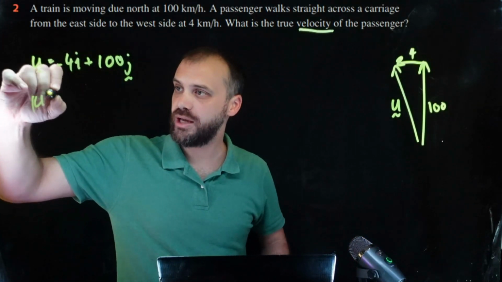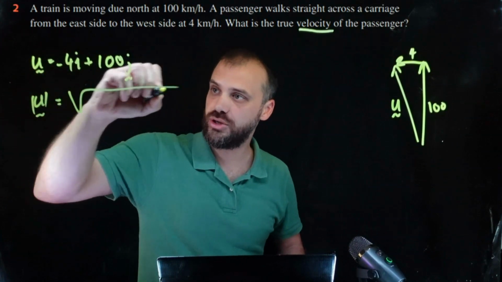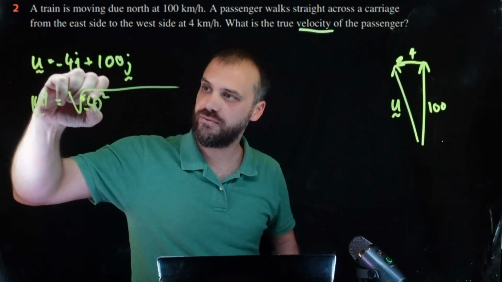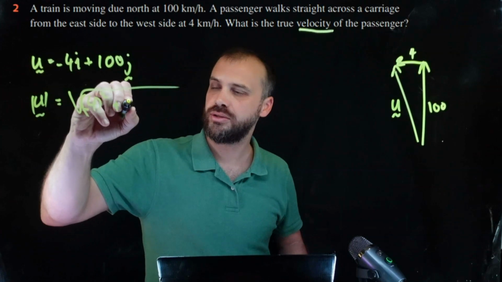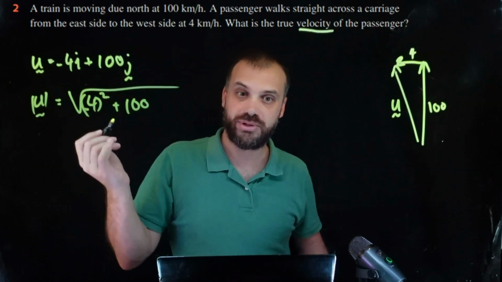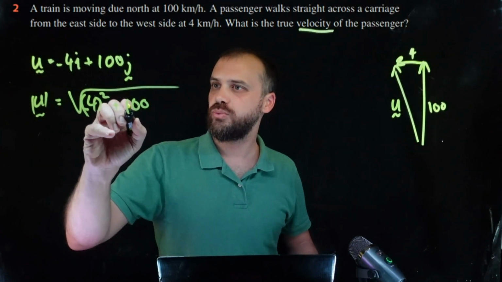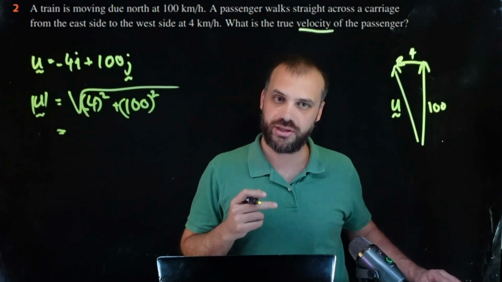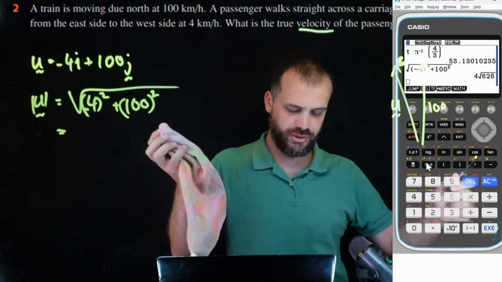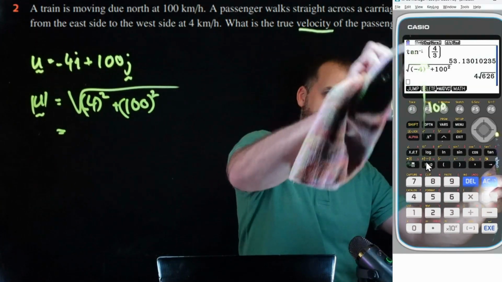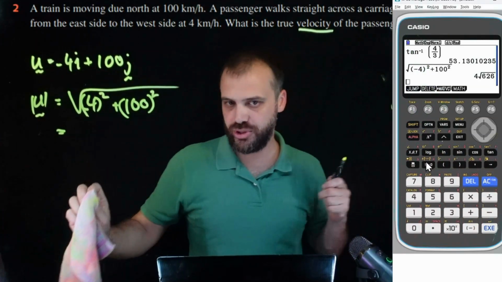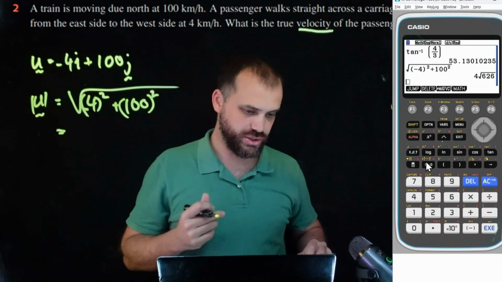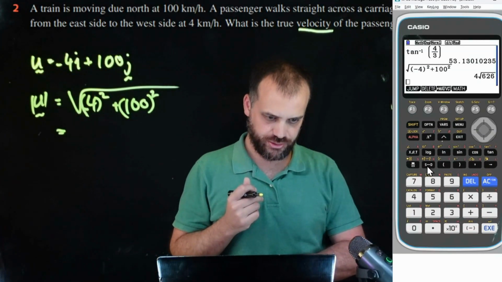So finding magnitudes of vectors, we should know how to do that. It's negative 4 squared, but that's still going to be just the same as 4 squared. And then 100 squared. All right, putting that into a calculator gives me 4 root 626. That number's pretty useless because this is an application. So let's change it to decimal.